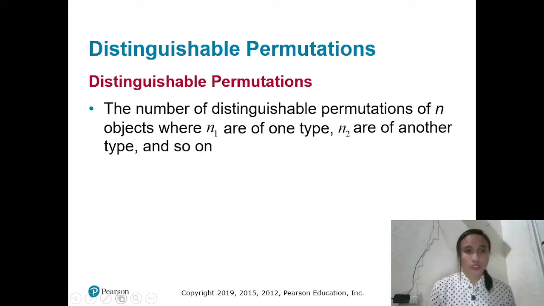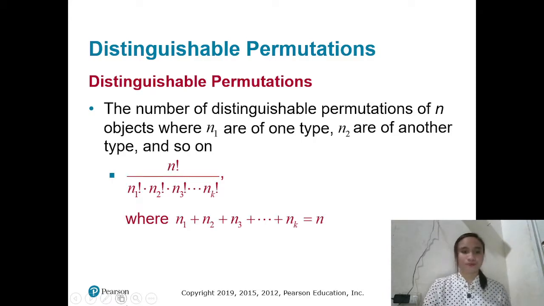Distinguishable permutations. The number of distinguishable permutations of n objects, where n1 are of one type, n2 are of another type, and so on, is given by this formula: n factorial over n1 factorial times n2 factorial times n3 factorial, and so on and so forth.